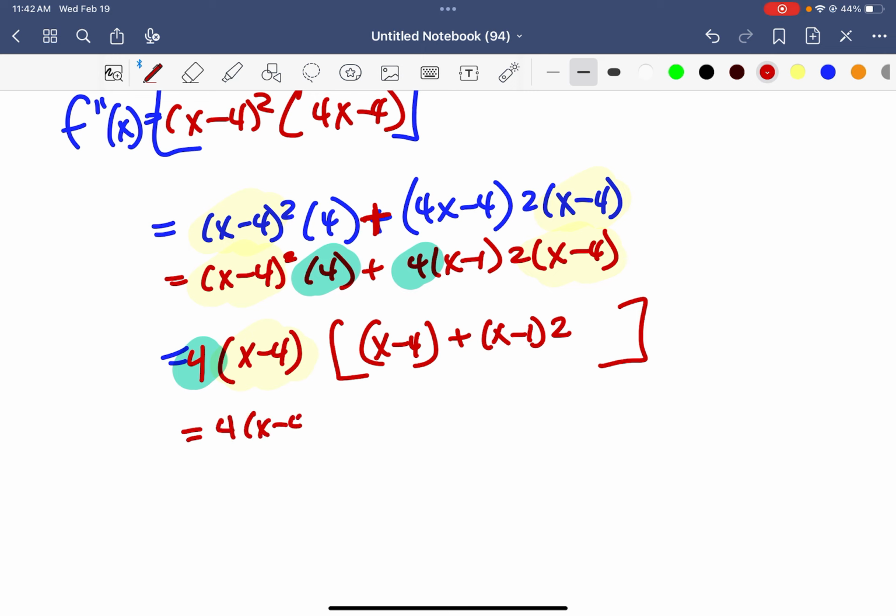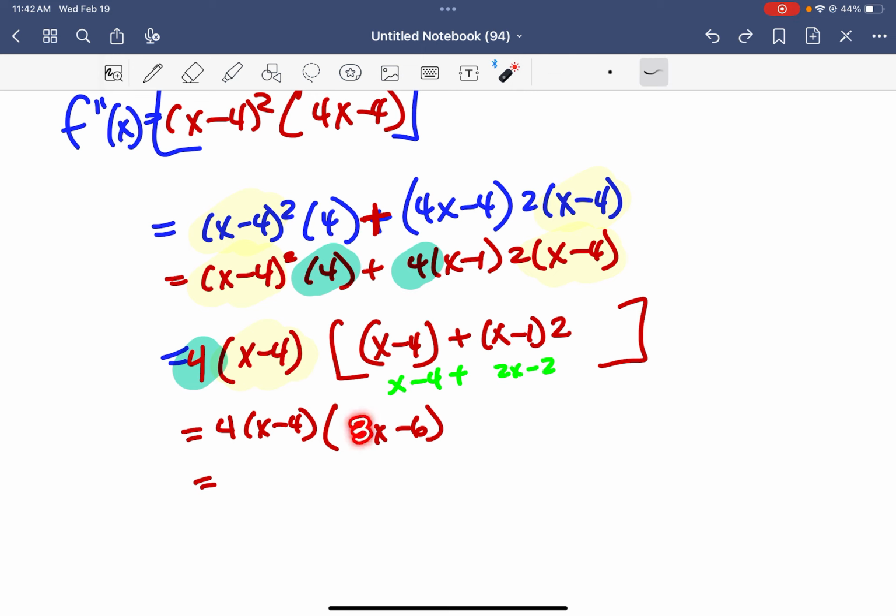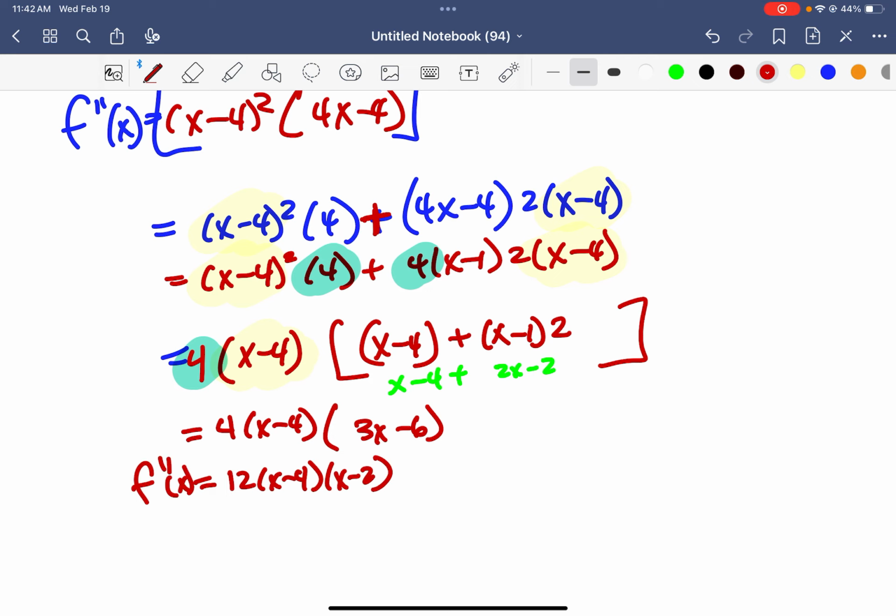And so it's 4 times x minus 4, and then this in here, do you agree that this is just simply 2x minus 2, this is x minus 4, it's all that added together is going to be a 3x minus 6. And so if I pull out that 3, there's a 3 that's common to this term and this term. So I pull that out, I really have 12 times x minus 4, x minus 2. Make sure that's readable. x minus 4, x minus 2 is what my second derivative happens to be.